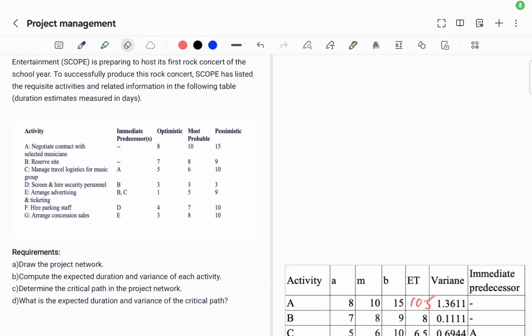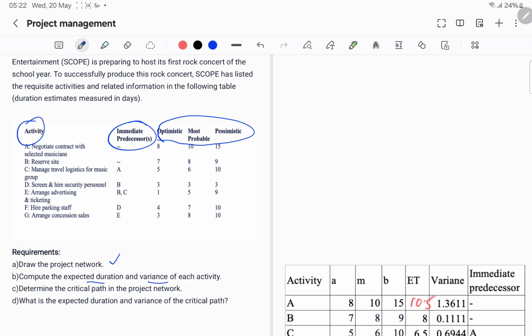Okay, let's solve a project management problem today. We have 7 activities given, and for these 7 activities, the immediate predecessors and 3 types of times are given here: optimistic, most probable, and pessimistic time. So the tasks are: we have to draw the project network, and we have to calculate the expected duration and variance of each of the activities.